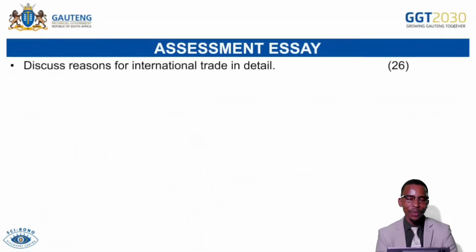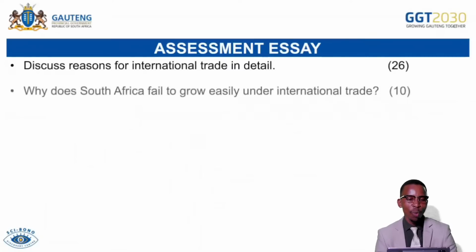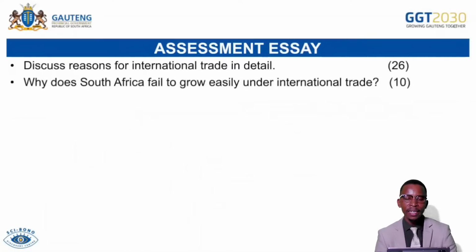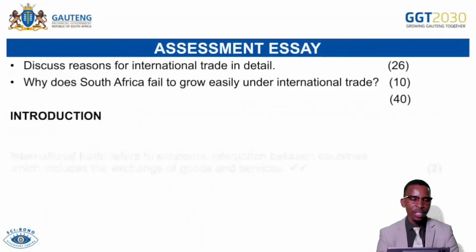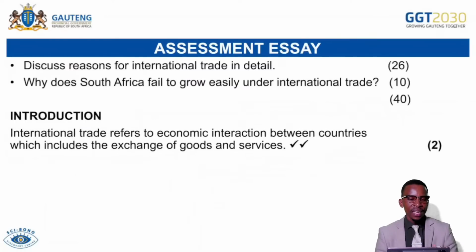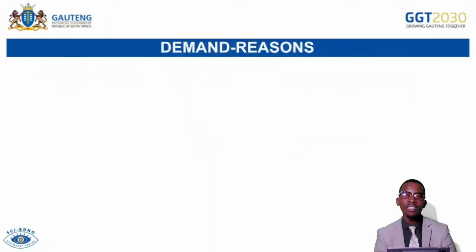Discussing detailed reasons for international trade, 26 marks. And then, why does South Africa fail to grow easily under international trade? So we have two essays that are provided here for both macro and micro. So let's check. Introduction. I'm providing you the example. International trade refers to the economic interaction between countries, which includes the exchange of goods and services. That's your 2 marks. You can define it in any way as long as it gives the same content.